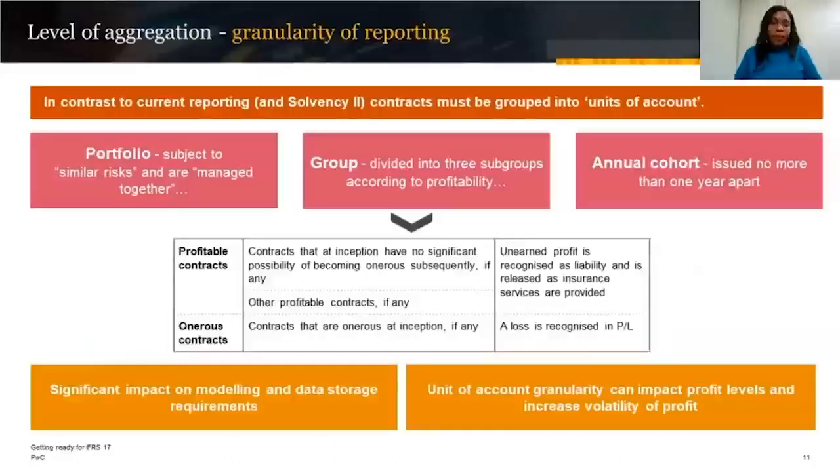So when I talked about level of aggregation, there are three, apologies for that, the light just went off.